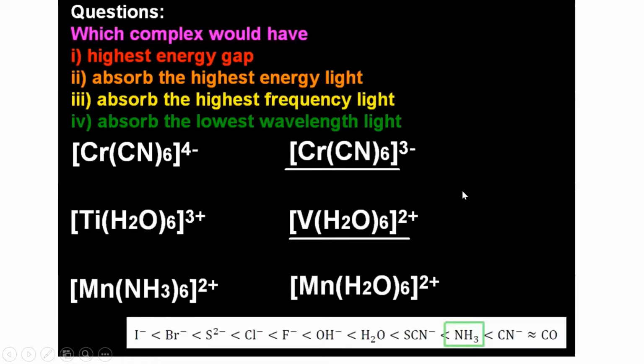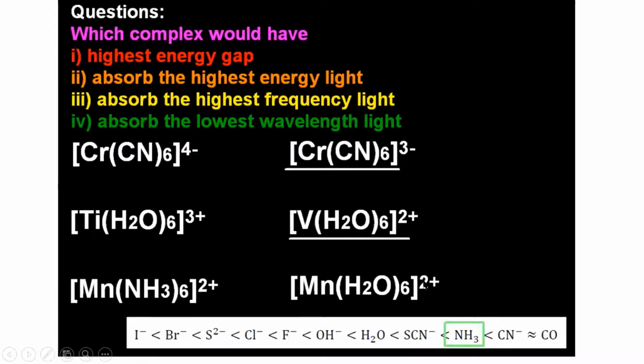Make sense? And last but not least, the last two, both made out of manganese. So same transition metal. The oxidation state in both of them is 2 plus. The only thing that is different is that you have ammonia and water as the ligands. But you got to look at your spectrochemical series here. This is the order, right? The highest energy ones are at the far right.